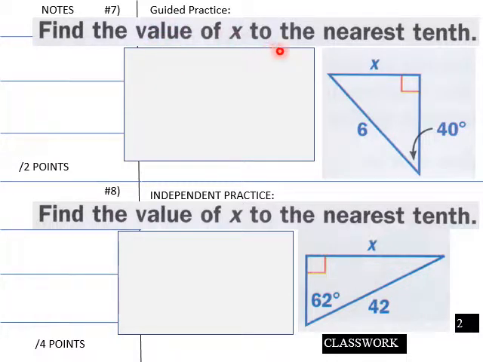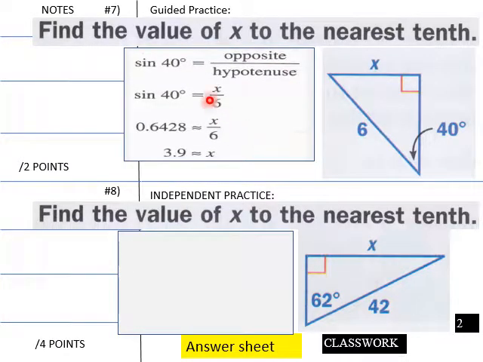Let's do one here. Find the value of x to the nearest tenth. So we have a 40-degree angle here. We know our hypotenuse. We need to find our opposite side here. So we're going to use our sine function for that. Students, this is yours down here. So let's do this one up here. Sine 40 equals opposite x over hypotenuse, x over 6. Sine 40 is 0.6428 equals x over 6. 6 times 0.6428 is 3.9. So x equals 3.9. So this length here is 3.9.